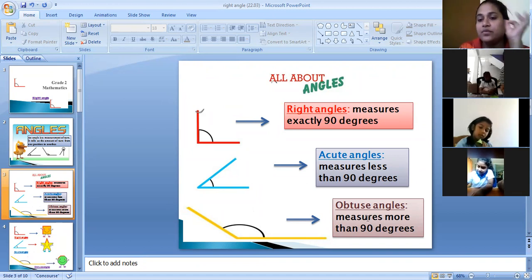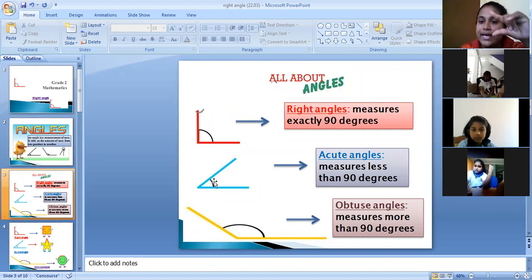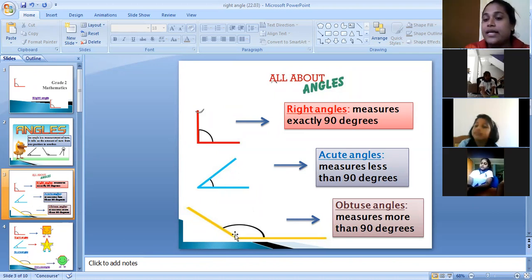Now we should know there are three types of main angles. First one is right angle. It is exactly 90 degrees. And second one, it is acute angle. It is less than 90 degrees, small angle. And the third one, it is obtuse angle. It is more than 90 degrees. That means big angle. Today we are going to study only this, right?